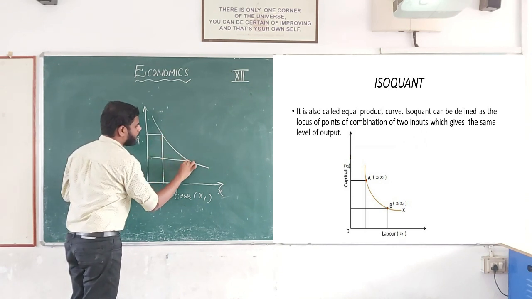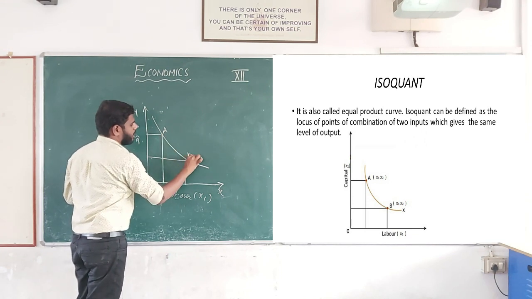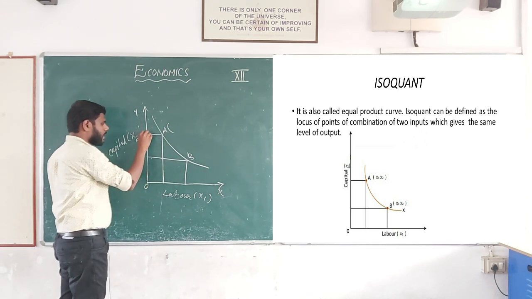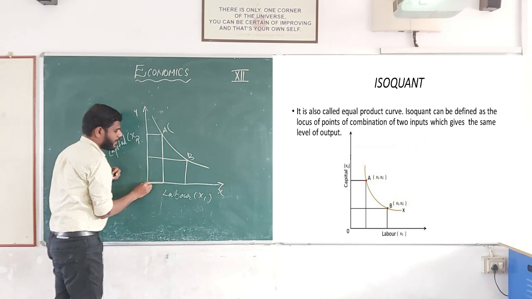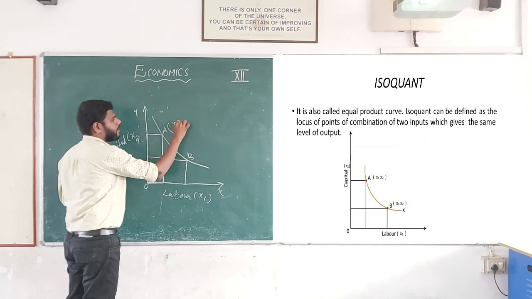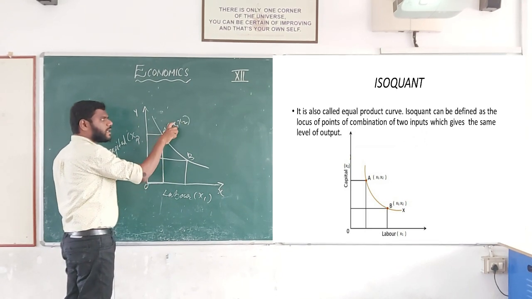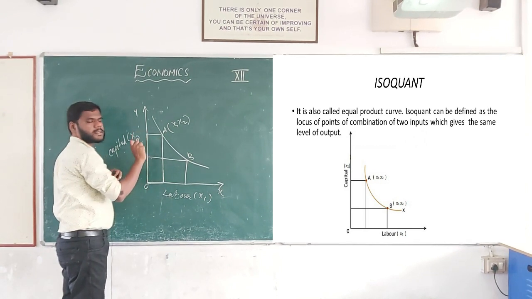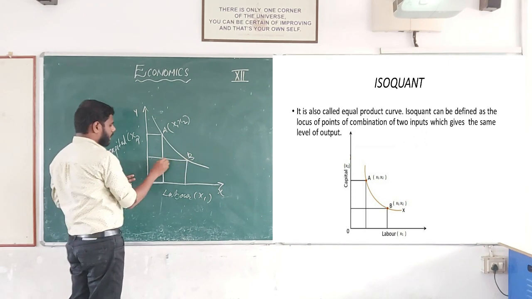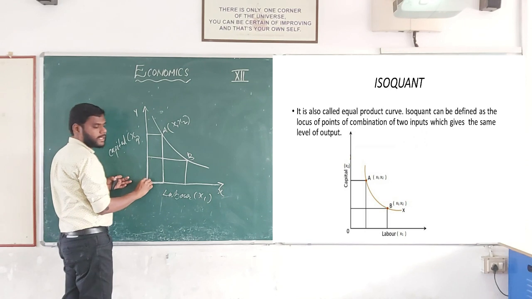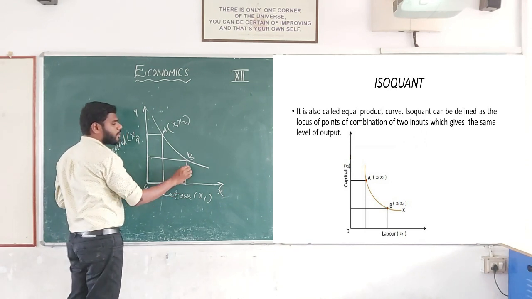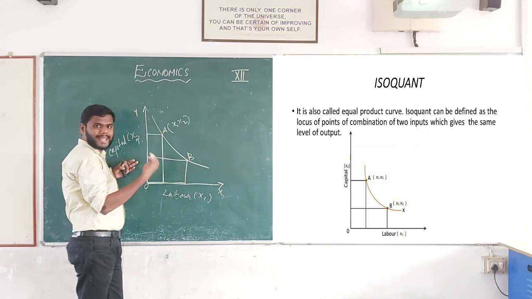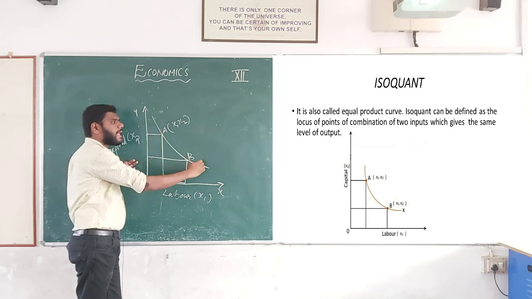For example, the points A and B denote what? See, at the point A, he is using this much of capital and this much of labor to produce, that is H1 and H2. He is using this much of H2 and this much of H1 to produce this commodity. The same way the point B also denotes that he is using this much of H2 and this much of H1 to produce a particular commodity. So the points on the isocount denote that it gives the same level of output.